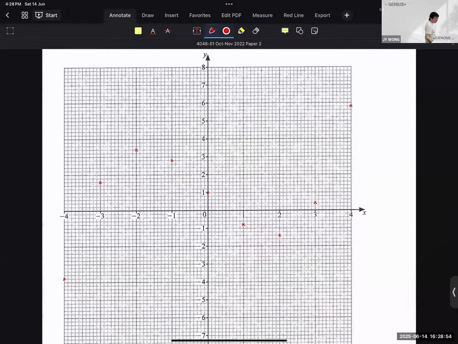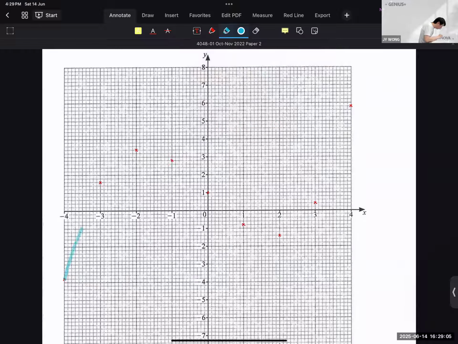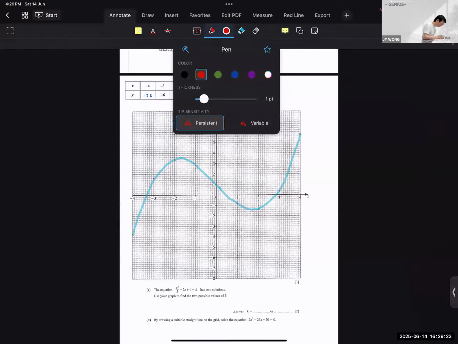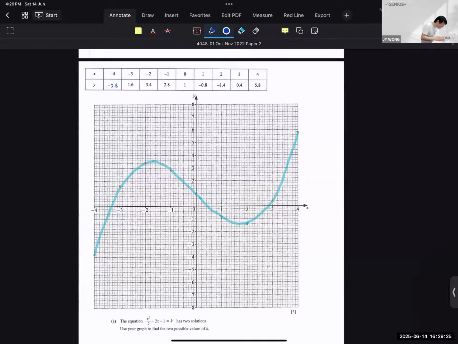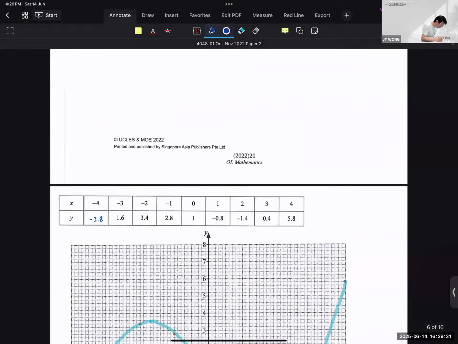So very clearly, quite a standard cubic graph shape that you should be quite familiar with. Okay, no complication to this question whatsoever. So just make sure you use your curve rule to join the points properly. Then after you join the curve, always make sure you label the equation, please. This is y equals x cubed over 5 minus 2x plus 1.